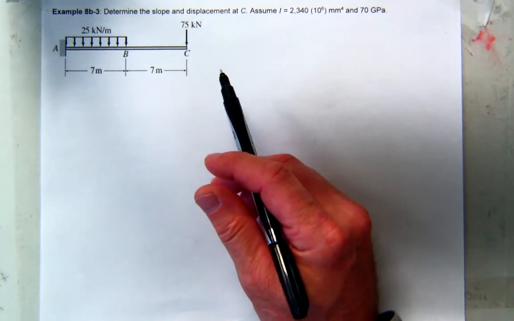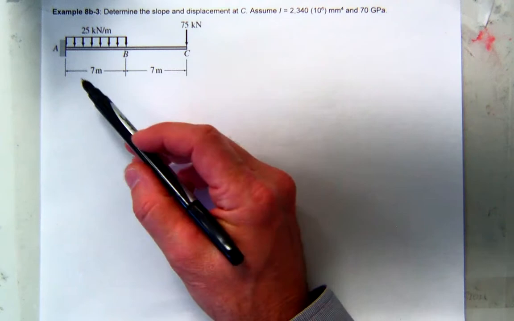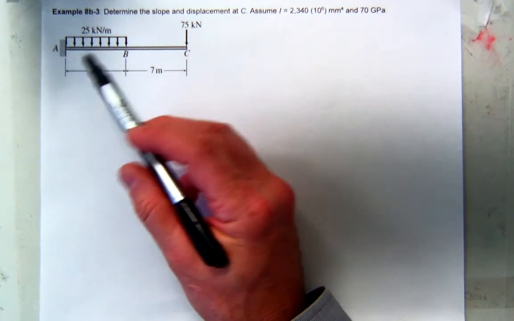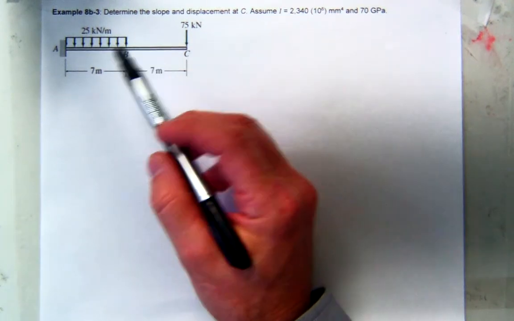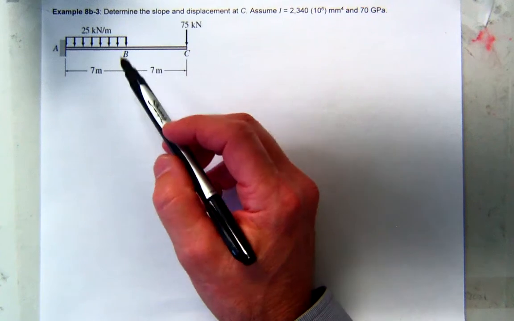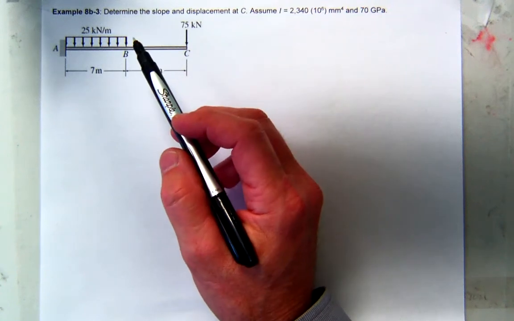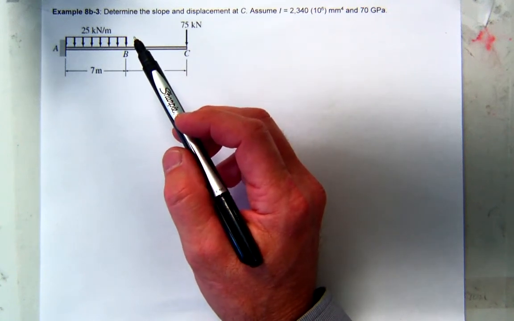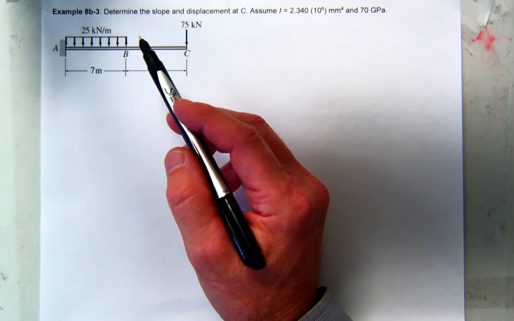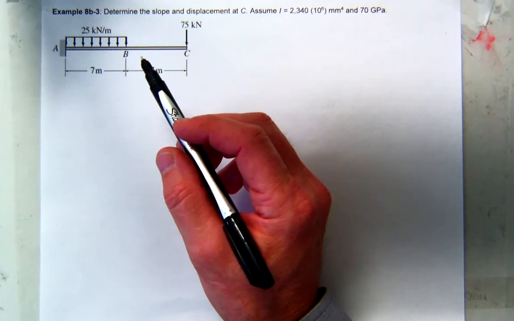So let's think about this one for a second. If we did direct integration, how would we work this? Yeah, I have two sets of equations, and again, I'd have to get those four integration constants. That may not be a bad approach. If you like solving simultaneous equations, that's for you.